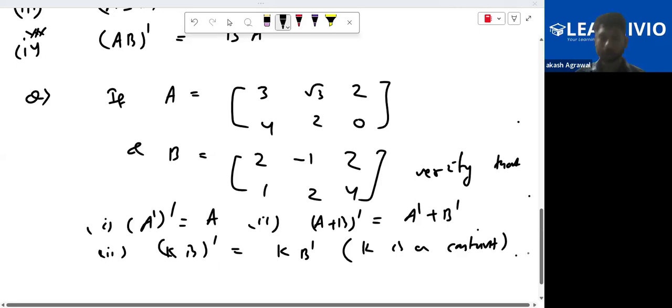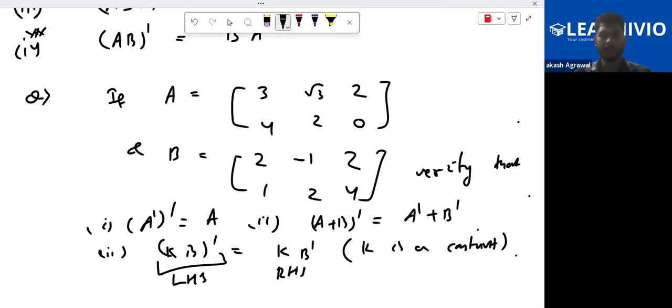For the third part, to prove kB whole transpose is equal to k B transpose, do we only have to multiply k with B and then take the transpose and check whether the value is equal to k into B transpose? Yes. Solve it using LHS and RHS, right? Just try to find LHS, then find RHS. You will see that both are equal. So you can say LHS is equal to RHS. So it is proved. Okay.